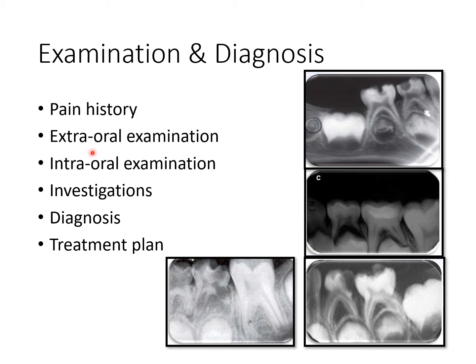Then you look at extraoral examination. Here you're looking at extraoral swelling and lymph node involvement, which would indicate that the pulp has been damaged irreversibly. Then you look at intraoral examination.